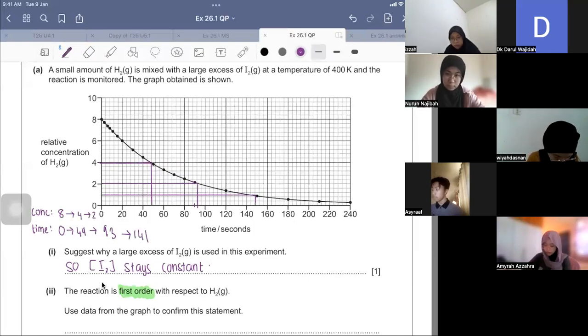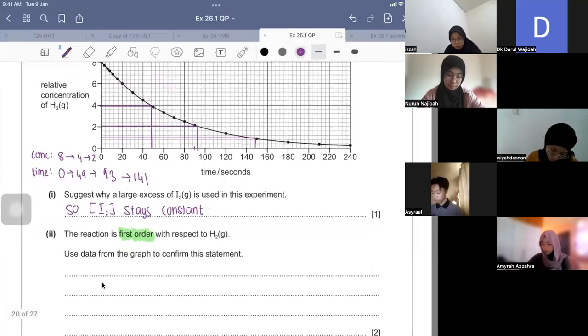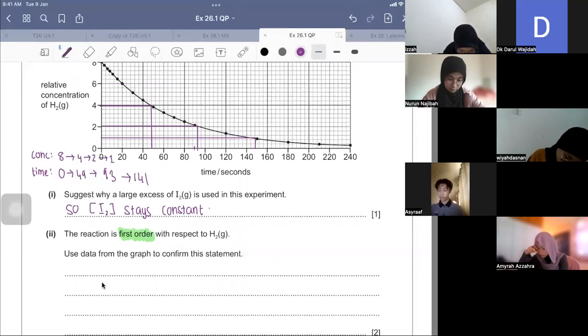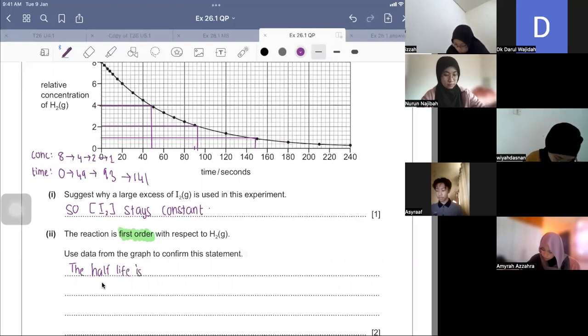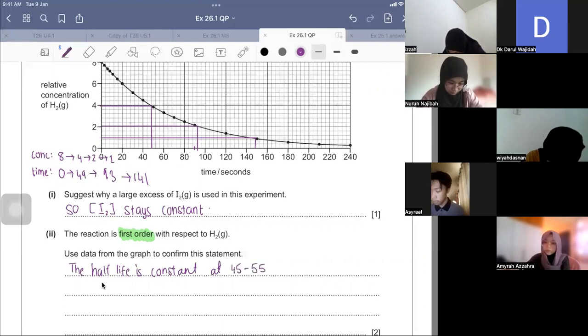Okay, so actually you don't need three half-lives. You only need 2 half-lives. Okay, use the data from the graph to confirm this statement. So we will say that the half-life is constant at whatever value you got, between 45 to 55 seconds. Okay, so the axis is in seconds.